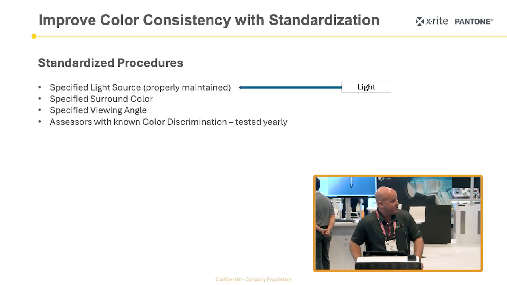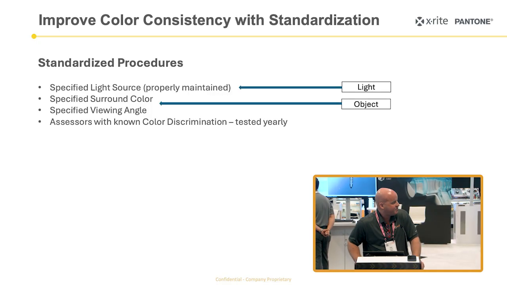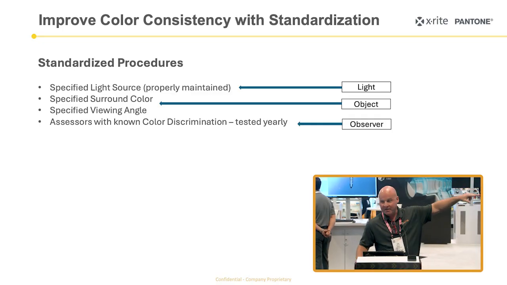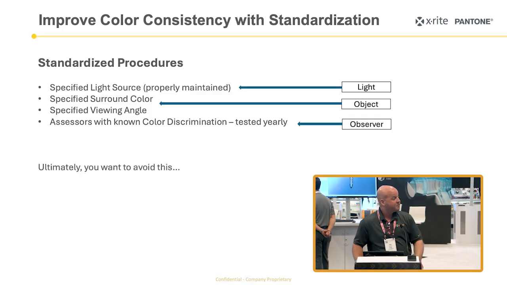You have to have proper light: what light source, the object you're looking at, and then the observer. This goes back to what we were talking about at the beginning: light, object, observer. By the way, when we use spectros and software, all we're doing is recreating this mathematically. Any questions on any of this? Pretty much that is a quick color theory on what we're doing.